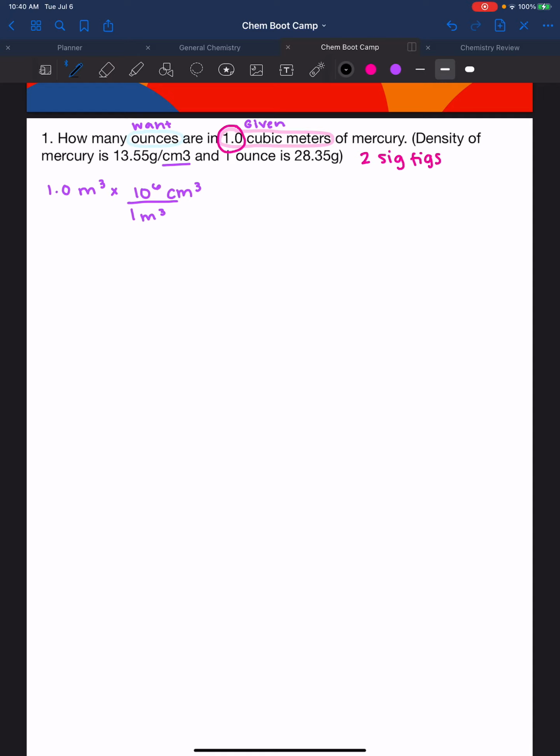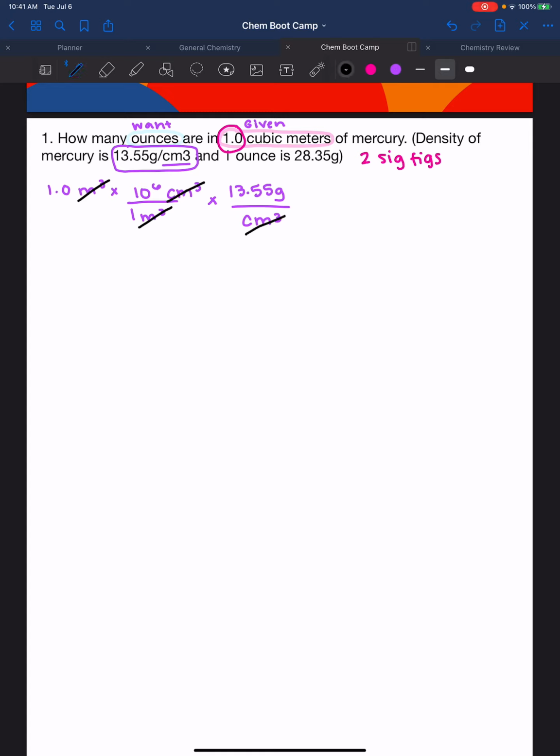The point of this is that we want to be able to cancel out units. If we have it on top and we have it on the bottom, we can cancel it out. We can't cancel it out if it's both on top. So we can cancel out meters cubed, so now we only have centimeters cubed. Next we want to cancel out the centimeters cubed, so we use this conversion factor right here: 13.55 grams per centimeter cubed. Look at that, we can cancel out the centimeters cubed.